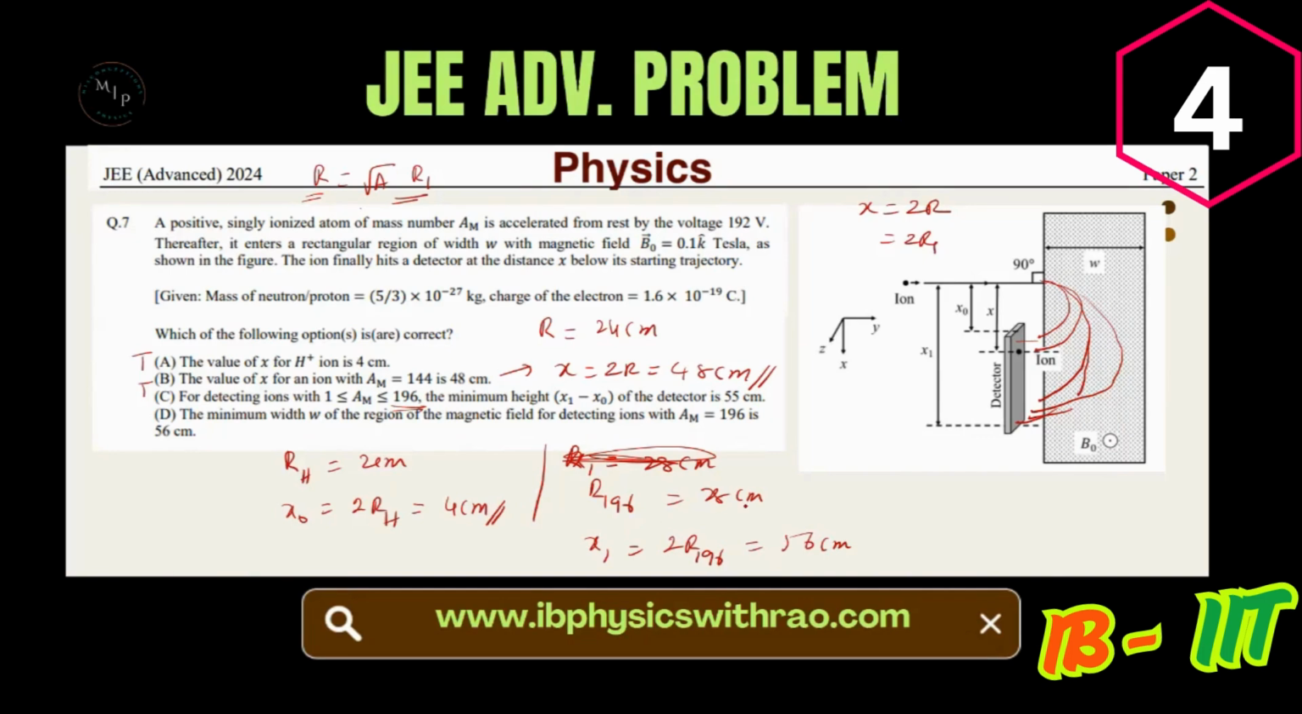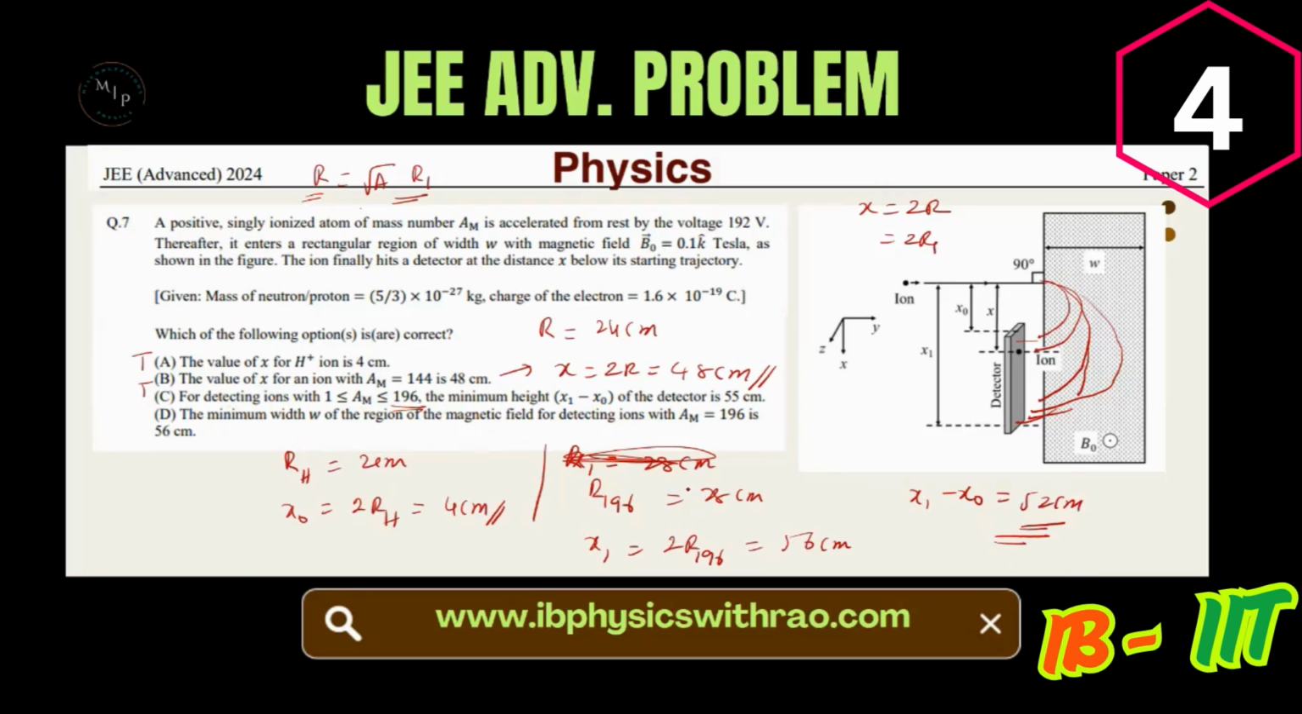Now, if I subtract one from the other, what do I get? Because he is asking you x1 minus x0 directly. x1 minus x0 should be equal to 56 minus 4, which should be 52 centimeter. Okay. Now, what is he asking? For detecting ions with 1 less than A less than 196, the minimum height of the detector is 55 centimeter. Not necessary. You should have this as equal to 52 centimeter, right?